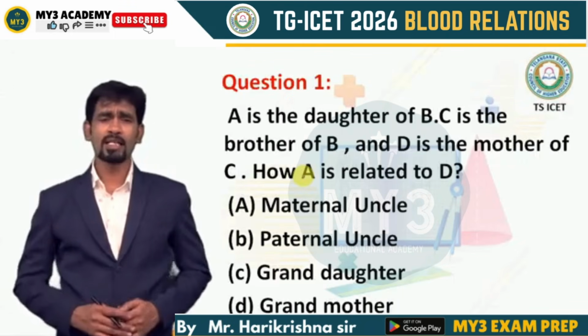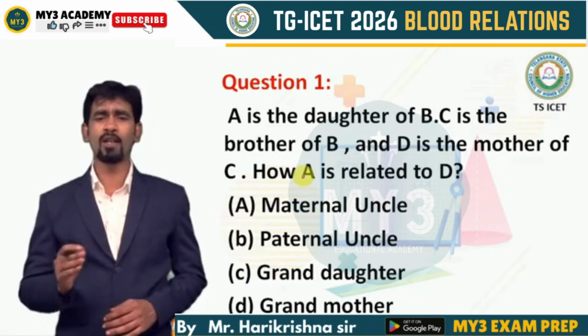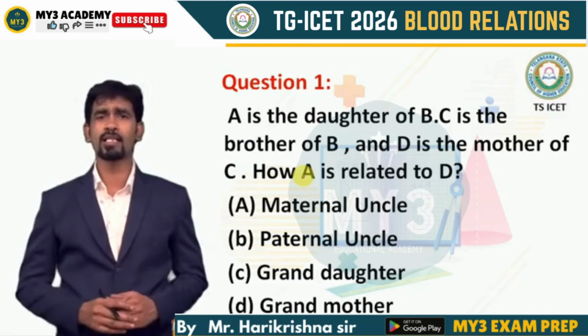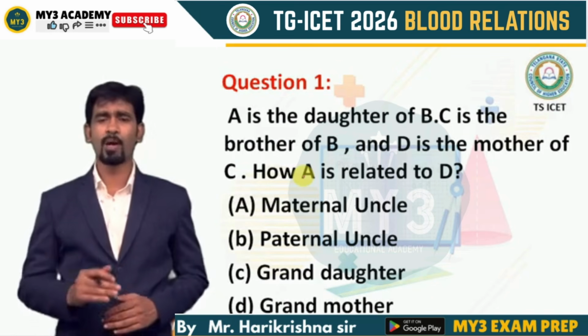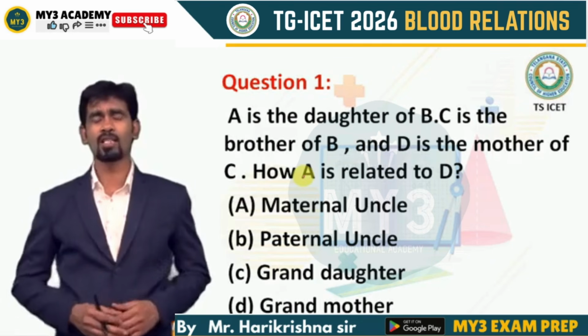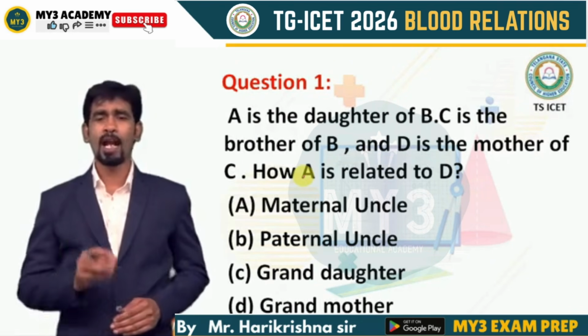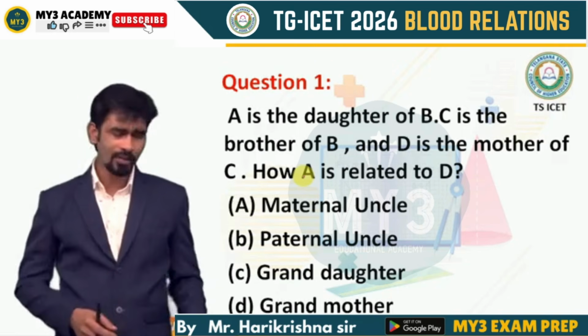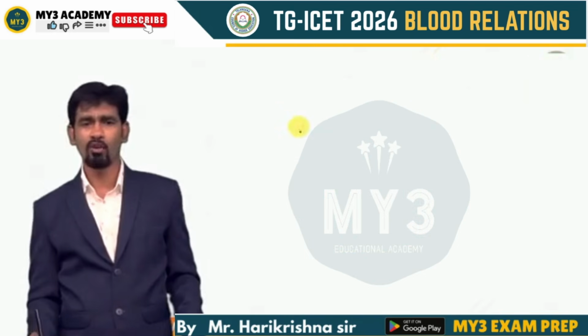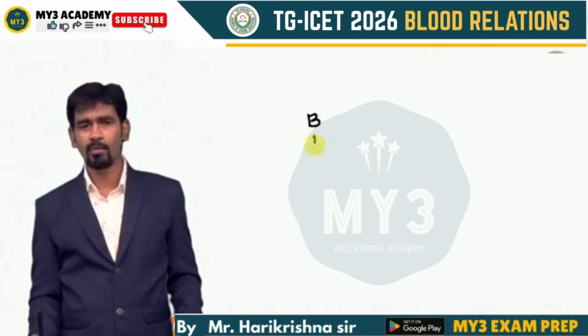Question number 1 is narrated in such a way that A is the daughter of B, C is the brother of B, D is the mother of C, and how is A related to D? That's the question given. So there are some options given. Before we proceed with the option choices, please have a glance at how to put these statements into the form of a diagram. A is a daughter of B. So A is acting like a daughter. So daughter means I am taking one generation gap below.